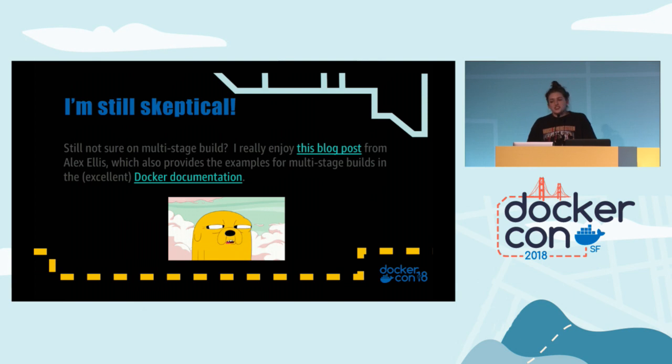So if you're still skeptical and you're not quite sure on why you should switch from dockerfile.build and dockerfile.final to multi-stage builds, there's a really good blog post by Alex Ellis. It also provides the examples and the also excellent official Docker documentation. So I included links, which are the teal colored things in the slide deck. So when Docker posts the slides after this event, you should be able to follow along with all the links on your own time. In general, actually, the Docker documentation is really excellent.